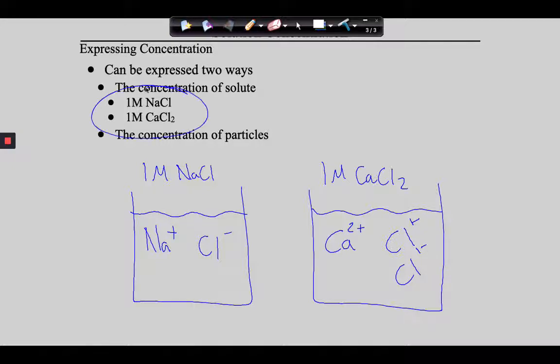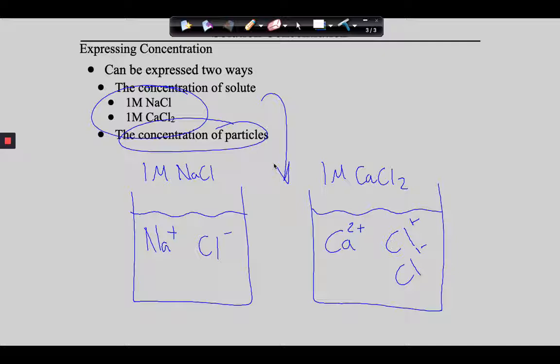Look here. 1 molar sodium chloride, 1 molar calcium chloride. Which is more concentrated? Trick question. Which is more concentrated? They're the same. But now that we turn our attention down here, guys, which one is actually more concentrated? The calcium chloride.